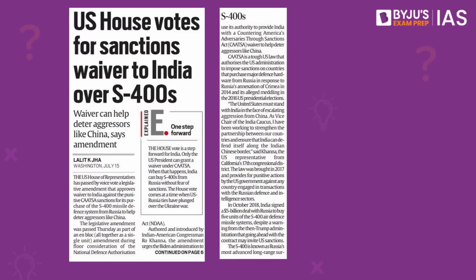India has decided to go ahead with the S-400 missile defense deal with Russia, and the good news why this particular topic is in the news is that the US House of Representatives, the lower house, has passed by a voice vote a legislative amendment which has approved giving a waiver to India against the CAATSA sanctions for our purchase of the S-400 missile defense system, understanding that this is a necessity considering the region where India is located.